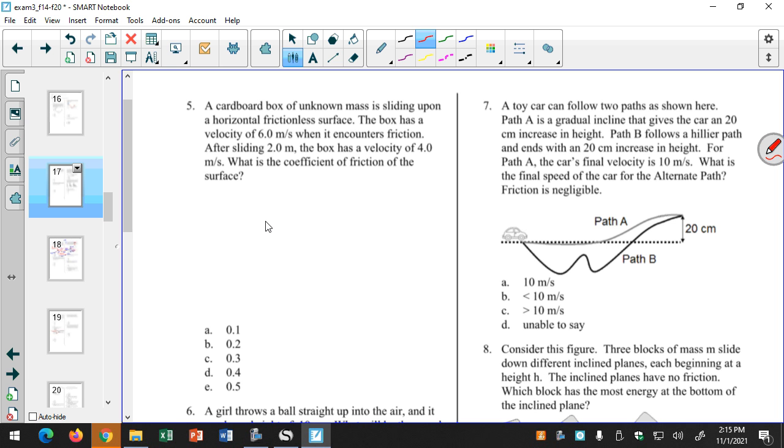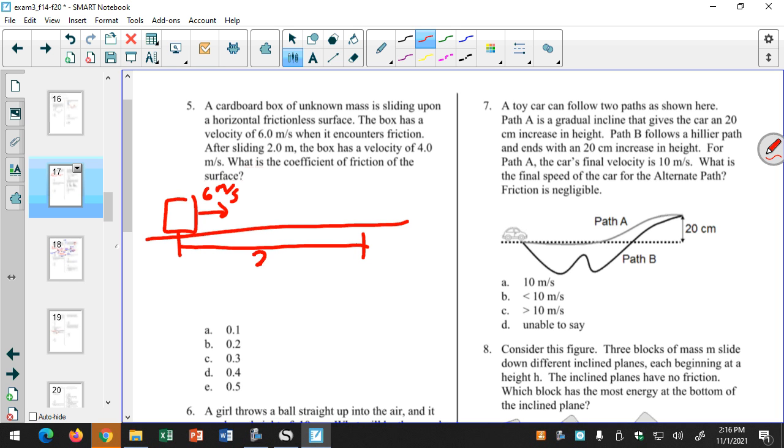So I have a cardboard box sliding upon a horizontal frictionless surface, and it's traveling at 6 meters per second when it encounters friction. It's going to keep going on forever unless it encounters a force, and then all of a sudden it encounters a force and starts to slow down. So here's my box right here. It's traveling at 6 meters per second. After a distance of 2 meters, it is now traveling at 4 meters per second.